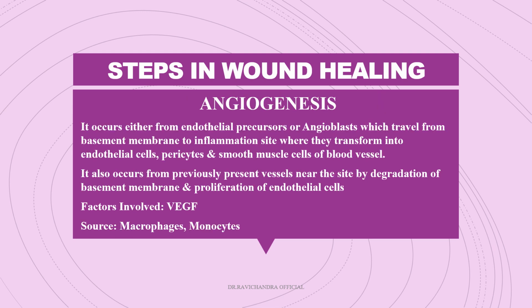And the fifth step, angiogenesis, it occurs either from the endothelial precursors or the angioblasts, which travel from basement membrane to the inflammatory site, where they get transformed into endothelial cells, pericytes, and smooth muscle cells of the blood vessels. So, in the angiogenesis, the endothelial precursors or the angioblasts will travel from the basement membrane to the inflammatory site, where they get transformed into endothelial cells, pericytes, and smooth muscle cells of a blood vessel.